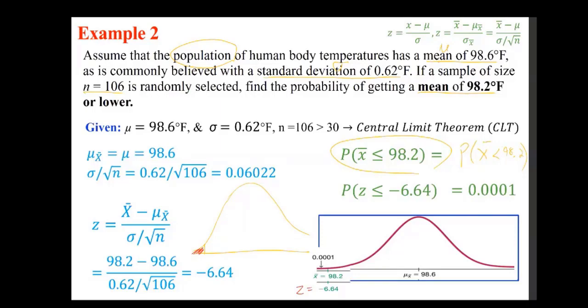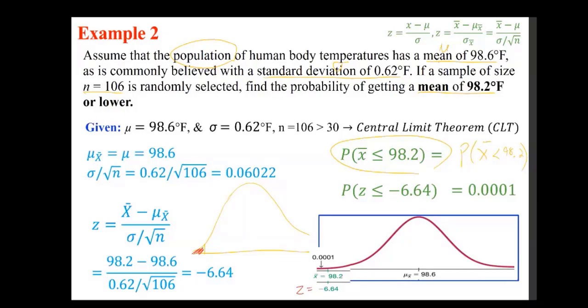So what does it mean? Assuming the population has a mean of 98.6, that's what the common belief is. We have a sample size of 106 that is randomly selected, and the key is randomly. Randomly is important because it gives you the proper result. We want to find the probability of getting a mean of 98.2 degrees or lower, and that is very small.